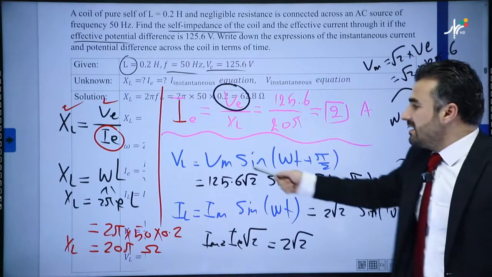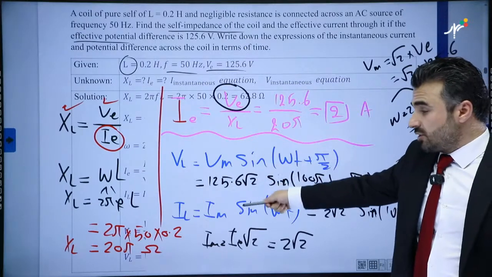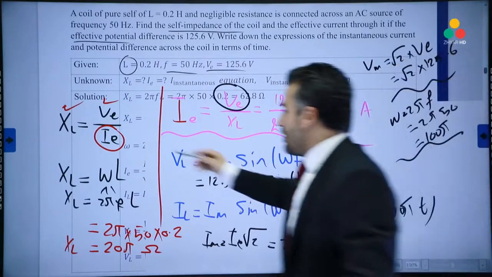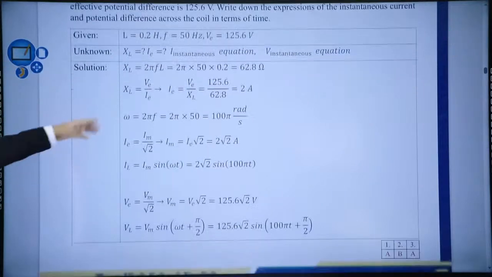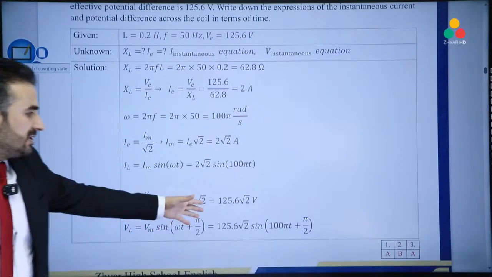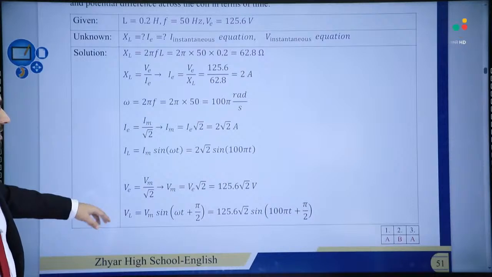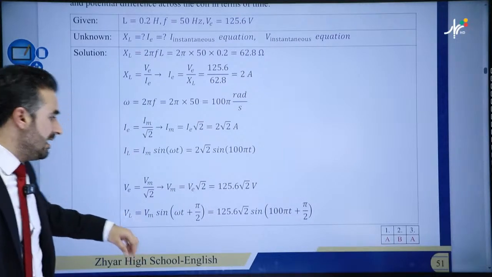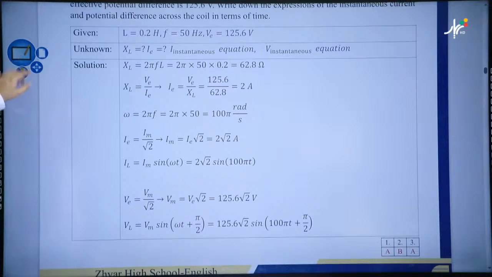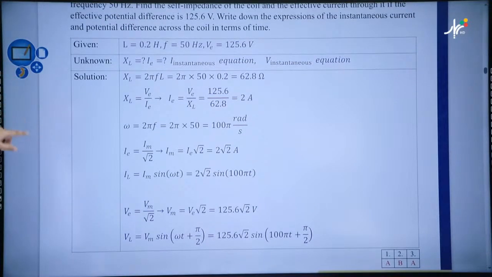So remember, this is the equation for instantaneous voltage, instantaneous current, and these are other values that we have found, okay? Every other question can be solved using this method. This is for the instantaneous current, and this is for the instantaneous voltage. It makes no difference which one you write first at this point.